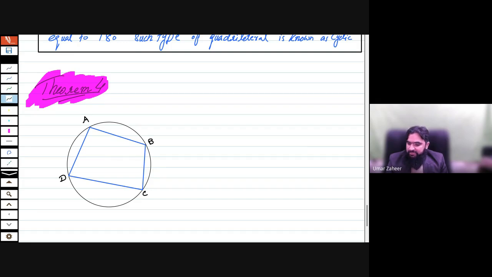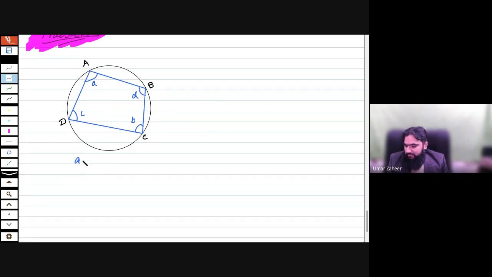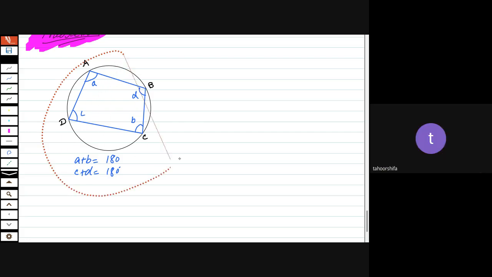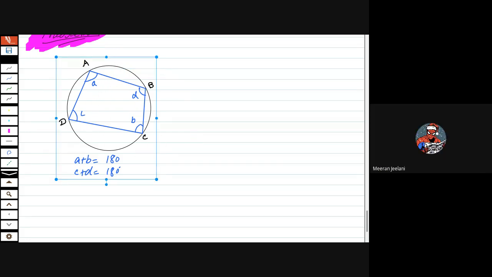It means the same condition. If it is angle A, angle B, angle C, angle D, then the sum of A plus B is equal to 180 degrees, or C plus D is equal to 180 degrees. Clear? Yes, sir.